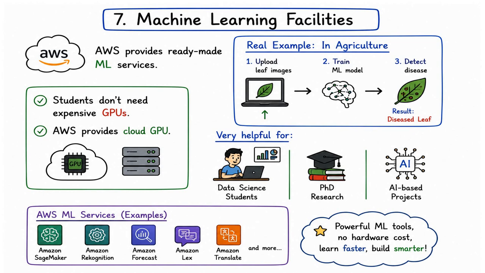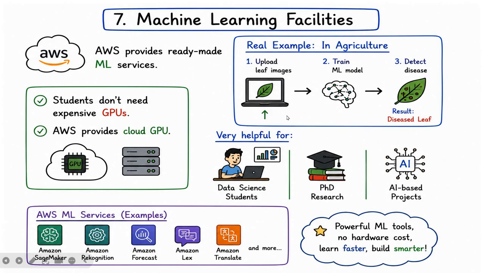Suppose instead of buying a 1 lakh rupee GPU system, students can rent AWS GPU temporarily. They can train their model and stop the server after the completion, and it is very helpful for data science students and PhD research students or research scholars. It can be used for AI based projects. So this is about the machine learning facilities which provide ready-made AI services, scalable ML platforms, cloud GPU infrastructure and easy deployment tools.